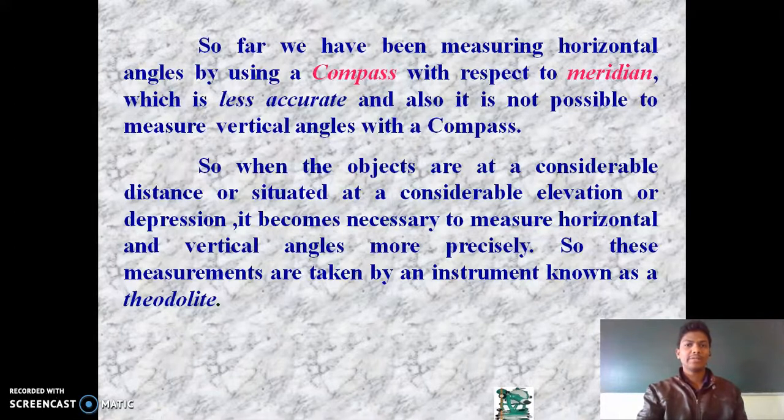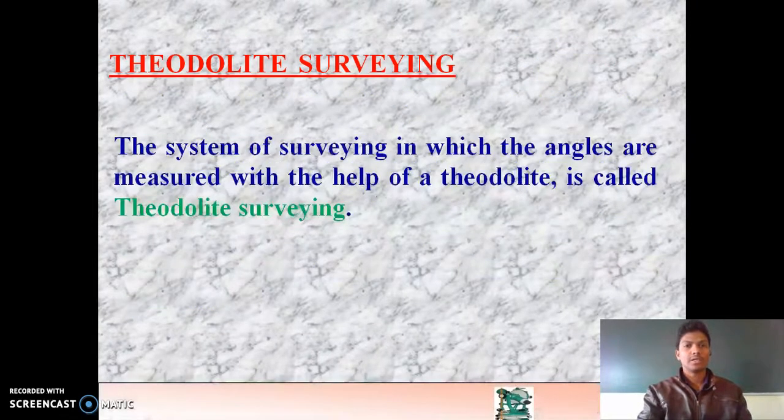So far we have been measuring horizontal angles by using a compass with respect to a meridian, which is less accurate, and also it is not possible to measure vertical angles with a compass. So when the objects are at a considerable distance or situated at a considerable elevation or depression, it becomes necessary to measure horizontal and vertical angles more precisely. These measurements are taken by an instrument known as a theodolite.